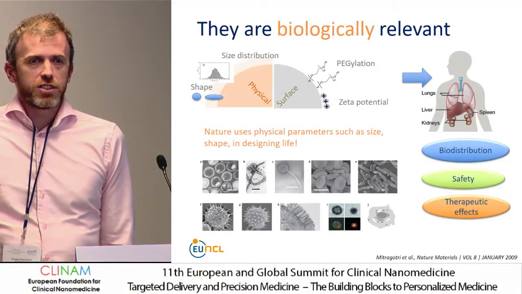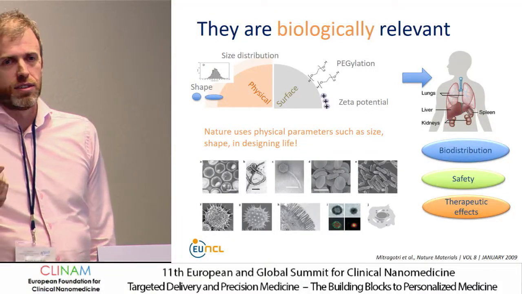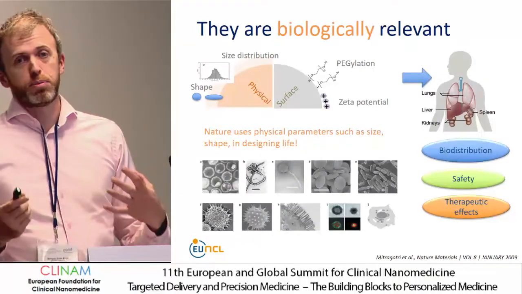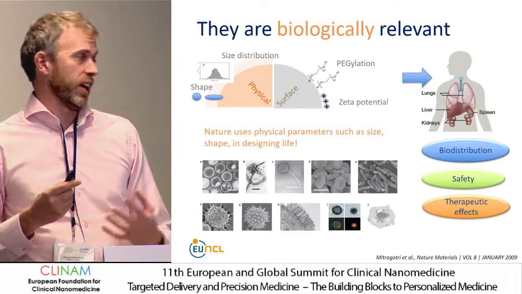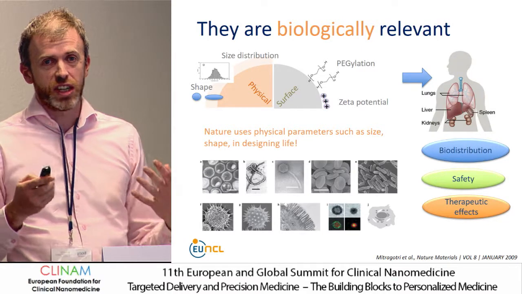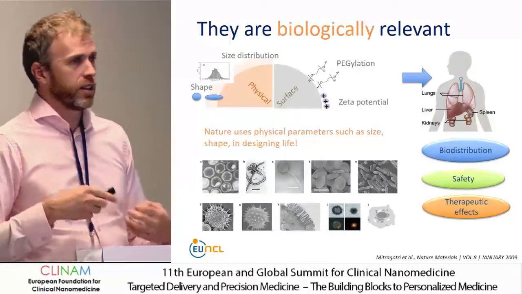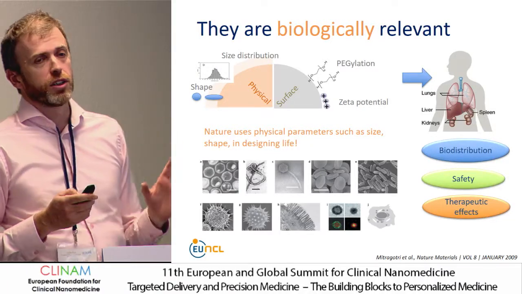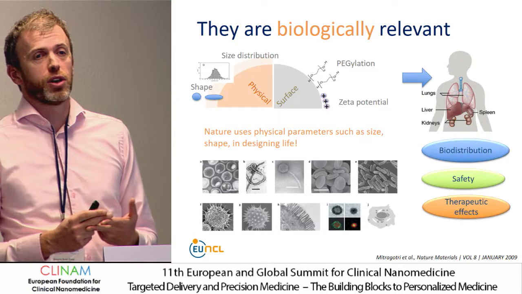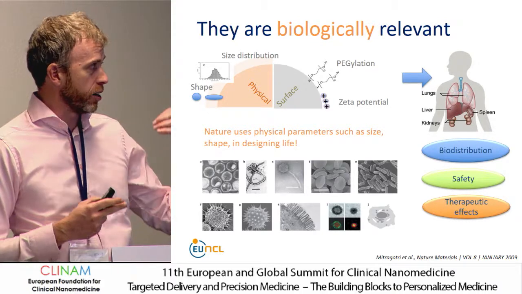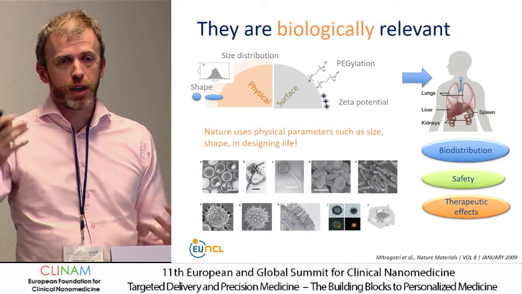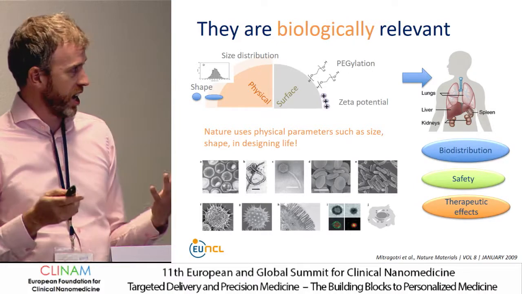These factors are biologically relevant. Just think about how nature uses shape in order to obtain specific effects, and how many shapes are actually available in natural forms. It is also well known that both size and shape can dramatically affect things like biodistribution. So on a very high-level readout, the size and the shape will actually have an effect.